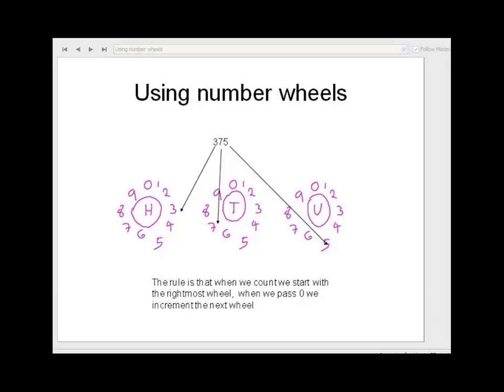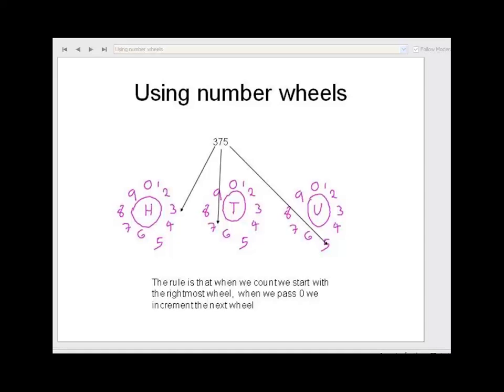So using number wheels, 375 means 3 hundreds, 7 tens, and 5 units. Now, I'm sure you're used to this numbering system.